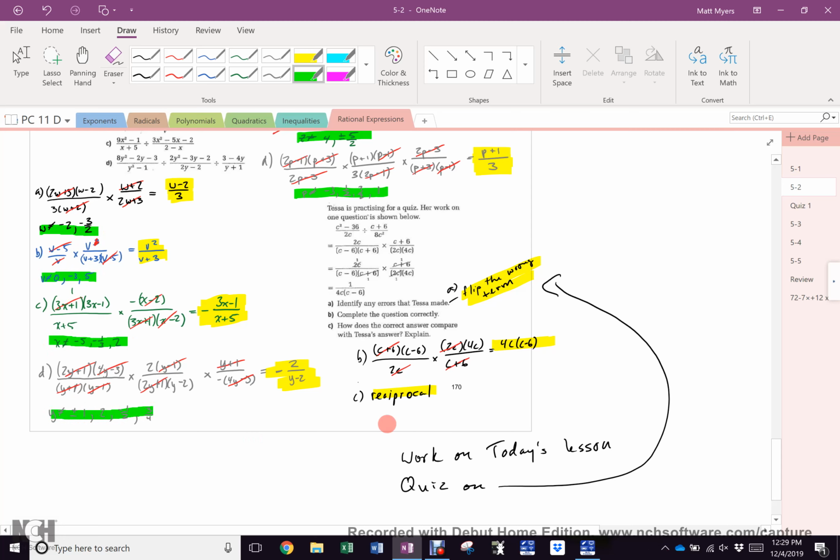Now, tomorrow, you'll be working on the lesson I'm about to teach you and writing a quiz on this stuff. Friday, you'll be finishing off everything to do with the nuts and bolts of rational expressions. Because there's no point applying rational expressions if you can't deal with rational expressions.